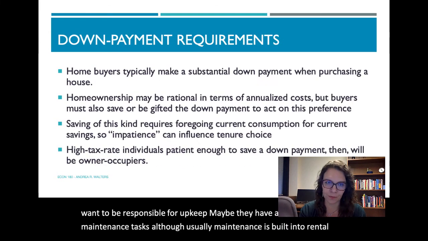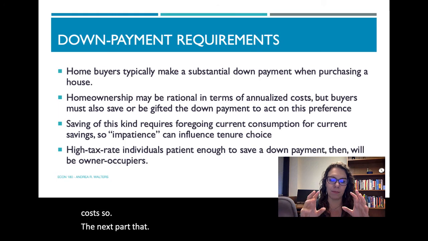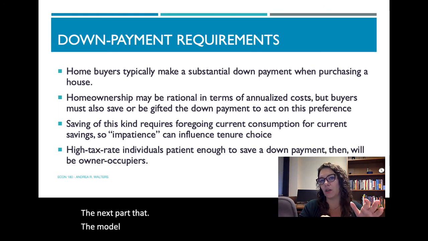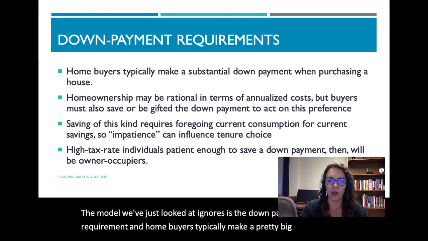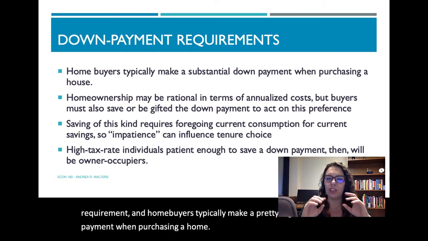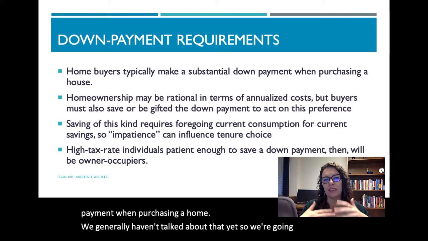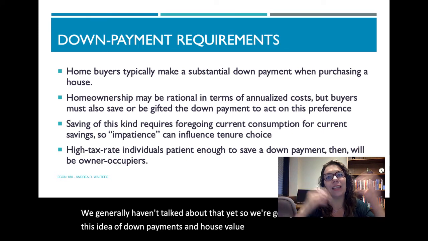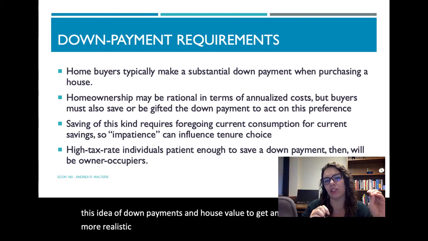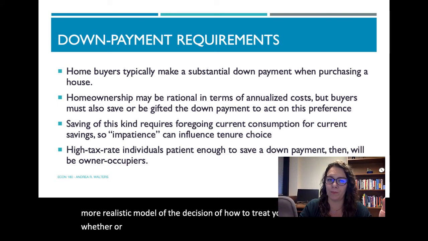So the next part that the model we've just looked at ignores is the down payment requirement. And home buyers typically make a pretty big down payment when purchasing a home. We generally haven't talked about that yet, so we're going to bring in this idea of down payments and house value to get another slightly more realistic model of the decision of how to treat your home and whether or not to own a home.